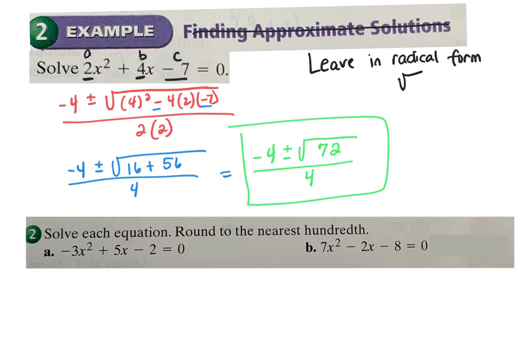If it has a perfect root, you need to add it and divide, subtract it and divide, all right? So I want you to do these, and I want you to leave them the way they are. And for right now, we're just going to do A. And then we'll work through B.